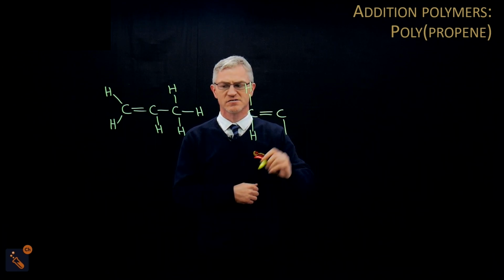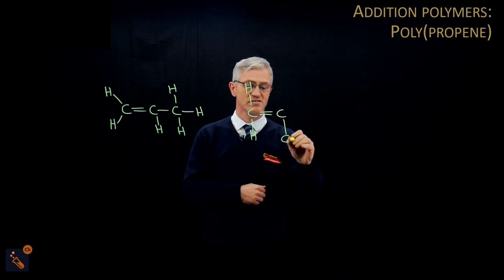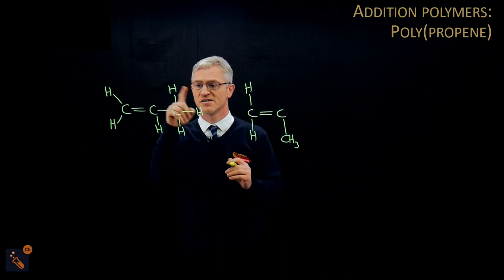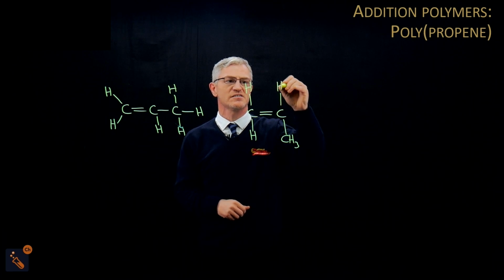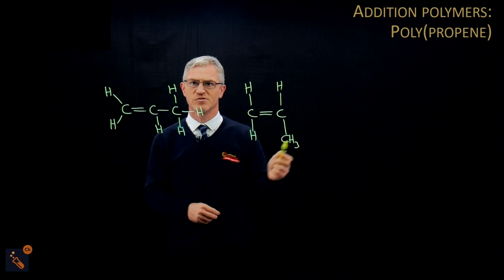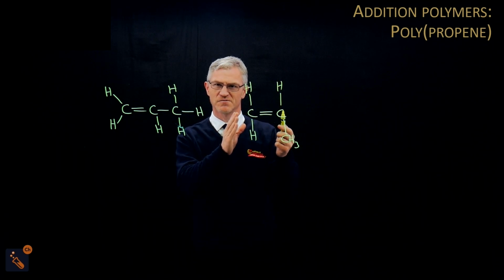So if that is the case, that's CH3. I can shorten that to CH3 if I want to keep it simple. So take up that space, CH3. Okay, and then I can put my other H there. That's still propene. 1, 2, 3. That's propene, okay?